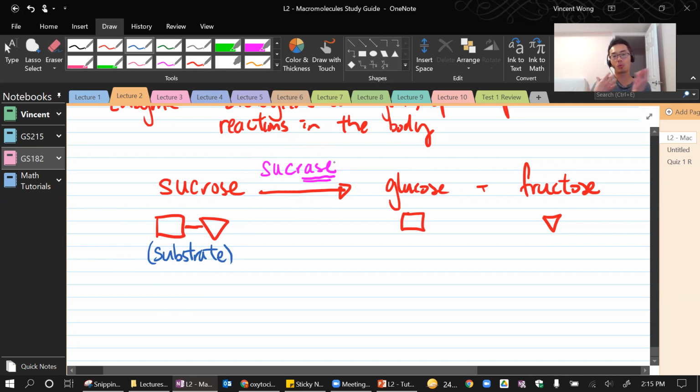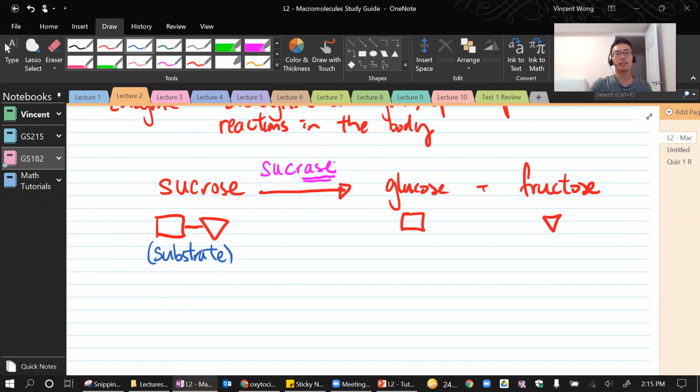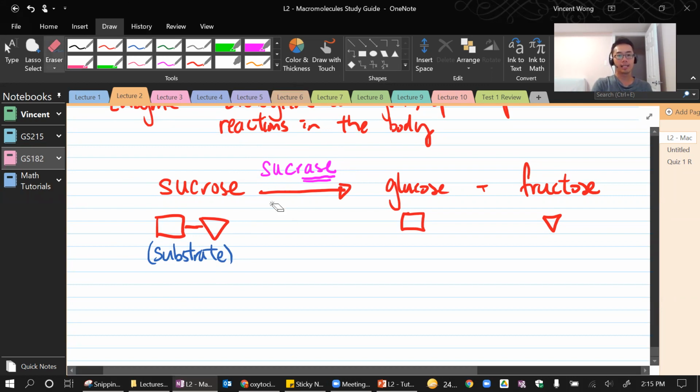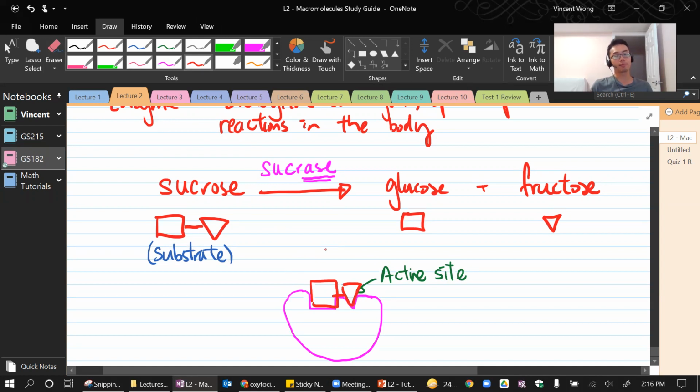Okay, there's a key and lock relationship between them, meaning when you look at the enzyme sucrase, okay, it's going to have a 3-dimensional shape, right? Because it's folded up, the tertiary structure, and there is going to be an active site. Okay, so this little groove here, that's called an active site. That's where the substrate is going to fit in, right? So it's going to be the square and then the triangle.